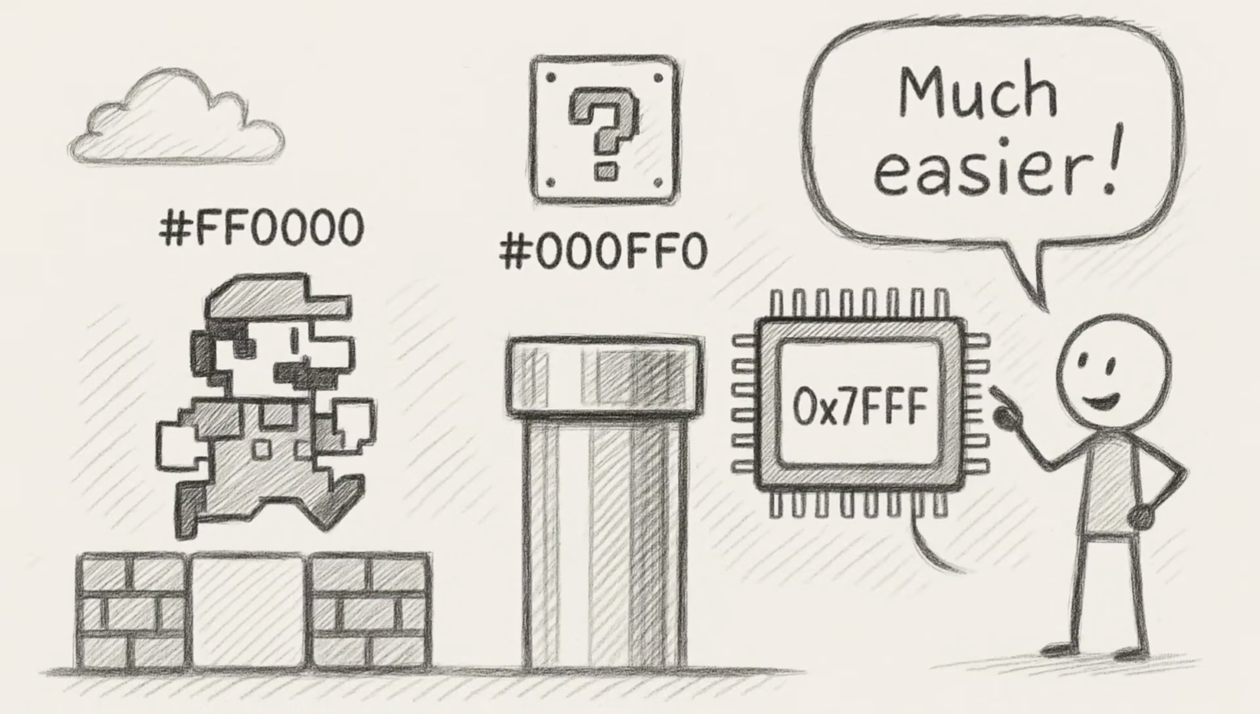Or think about games. Every pixel in a game, Mario's red hat, the green pipes, the blue sky, all those colors are defined using hexadecimal codes. And not just colors, memory addresses inside the system also use hex. When a programmer wants to tell the computer where something is stored, they don't say, at the 1,048,576th byte. They use a neat little hexadecimal address that's way easier to keep track of.